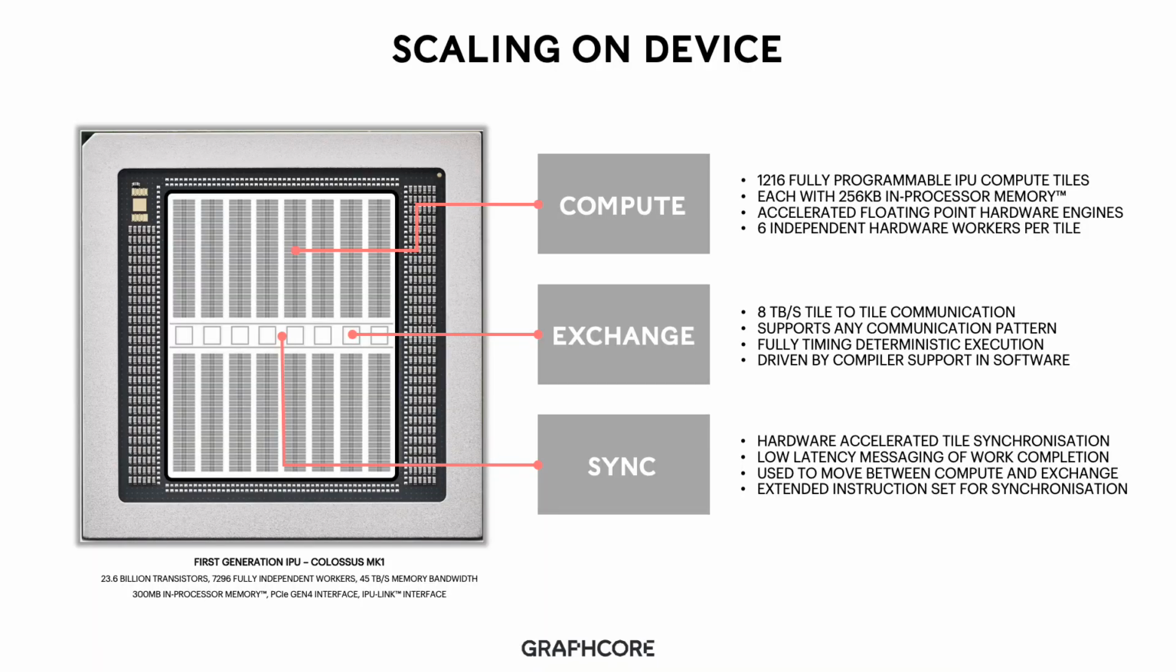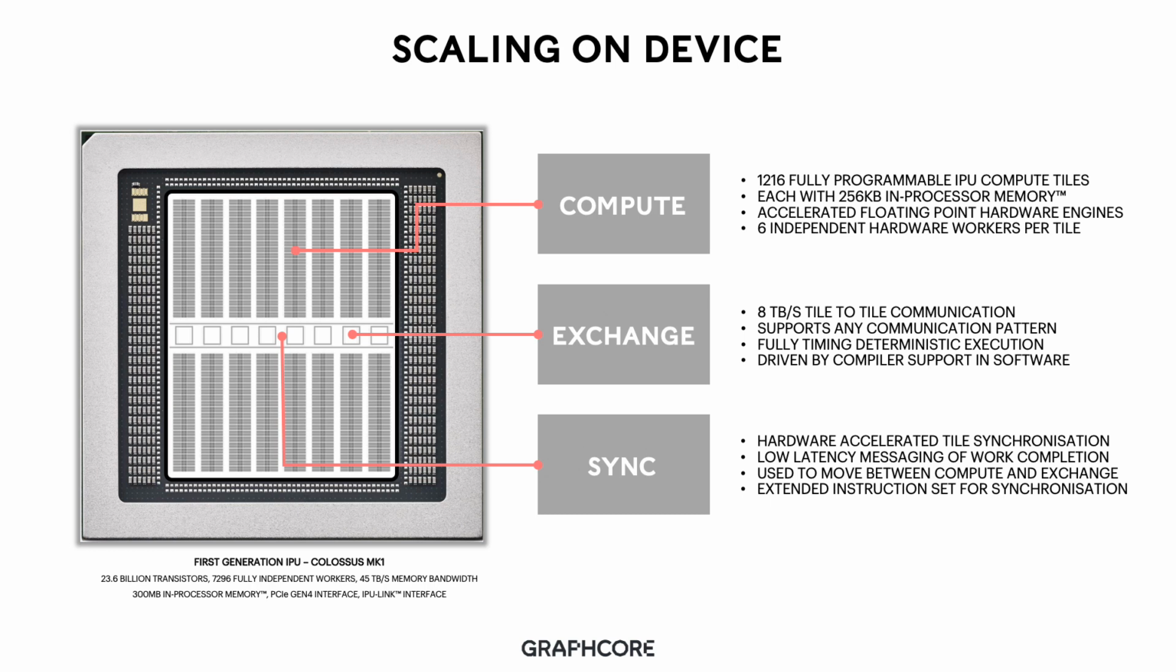When we talk about scaling, we first start with scaling on device. Our IPU is a massively parallel distributed processing engine designed for machine intelligence applications. The first generation IPU, Colossus Mark I, is built using 23.6 billion transistors. This enables 7,296 fully independent and fully programmable workers to execute utilizing 45 terabytes a second of memory bandwidth. Each device contains 300 megabytes of in-processor memory, a PCI Gen 4 interface, and an IPU link interface for connecting IPU devices together.